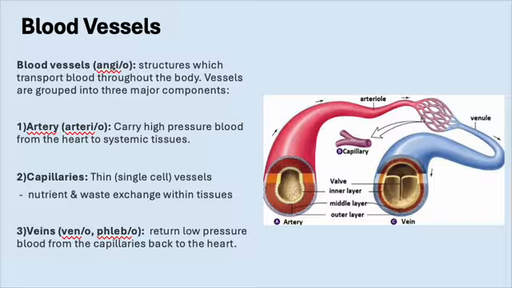Veins have thinner walls, a larger lumen, operate under lower pressure, and often contain valves. And then our capillaries are extremely thin-walled, a single-cell layer, really specialized for gas exchange.